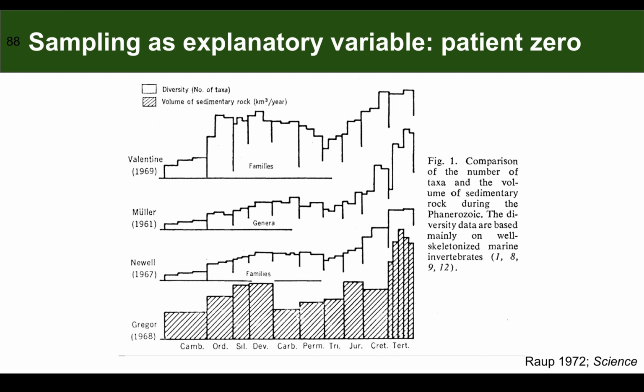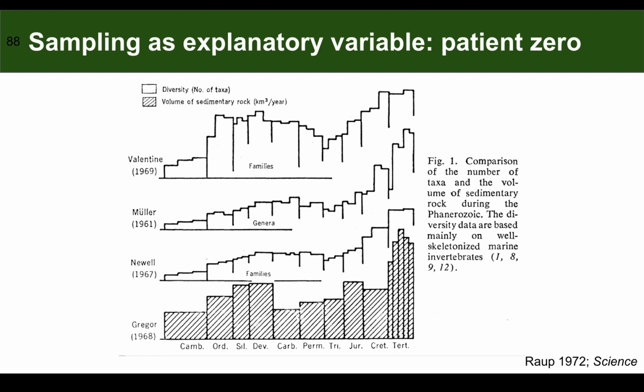So at the bottom there we have instead sedimentary rock volume. That's representing the amount of rock available to sample fossils from in the Phanerozoic. And we can see that broadly that has a very similar shape to our diversity estimates. So this is problematic to us as paleontologists because it may mean that what we want to know about, which is how diversity changes over time, isn't really telling us that. Instead, we're just seeing the amount of available rock over time being reflected in our diversity estimate.